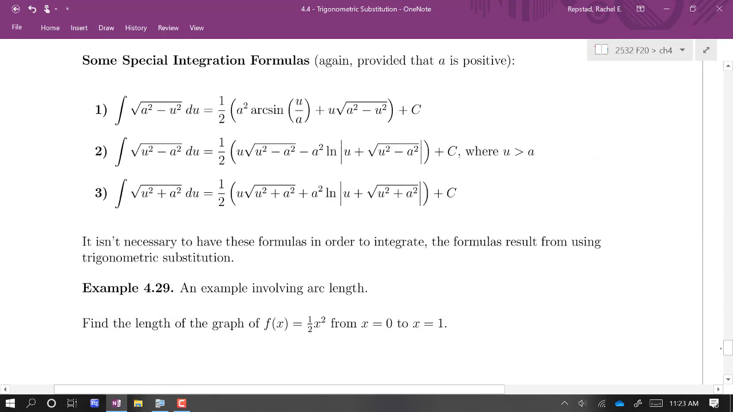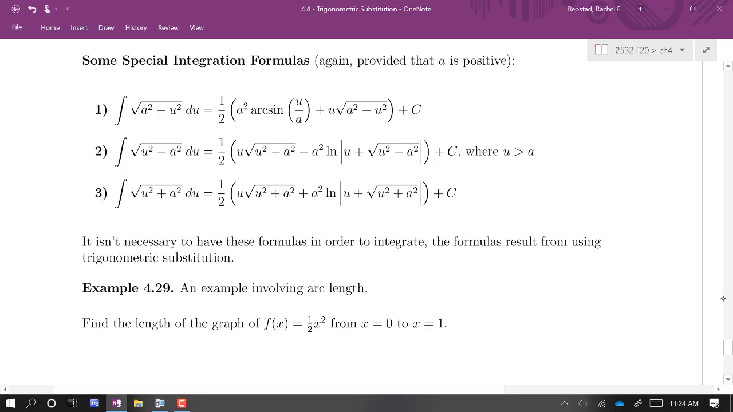All right, one last example. We have some special integration formulas. I mean, these formulas are really all derived from using trigonometric substitution. There's no need to memorize these formulas. Anytime you might want to reach for one of these formulas, it's something where you could do it using a trigonometric substitution.